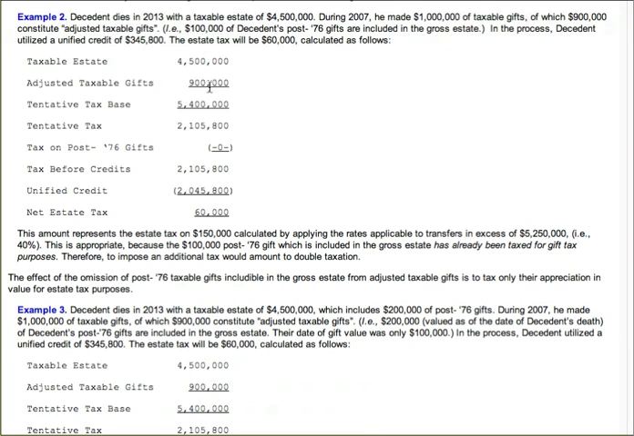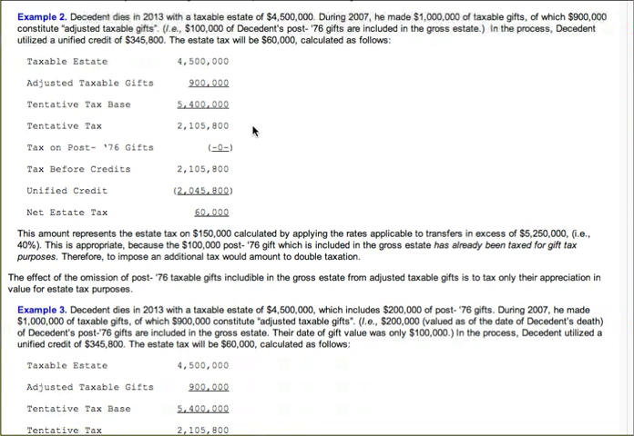And so when you now add up these numbers, you end up with $5,400,000 as a tentative tax base. The reason you have a lower amount is that you still have the $1 million that you previously taxed, but $100,000 of it went into the gross estate. So you have a tentative tax of $2,105,800, and that is calculated similarly to your other calculations. The only thing different is you're basing it on $5,400,000 in this example versus $5,500,000.